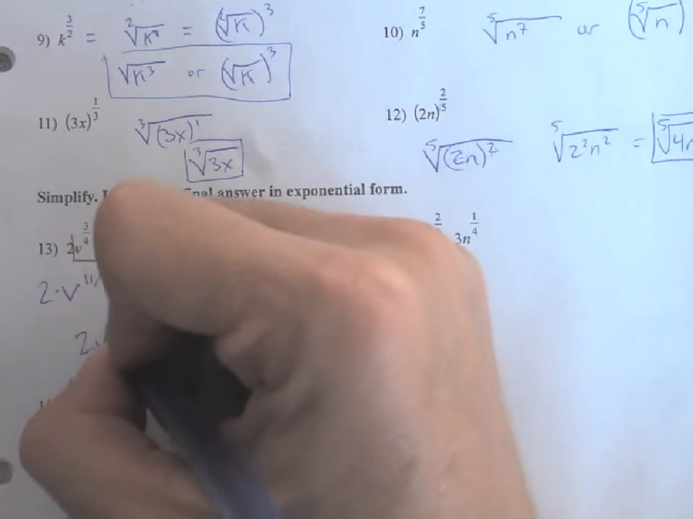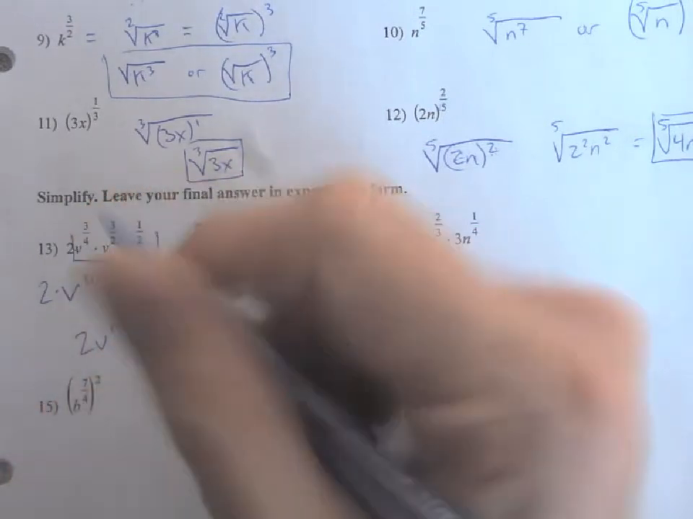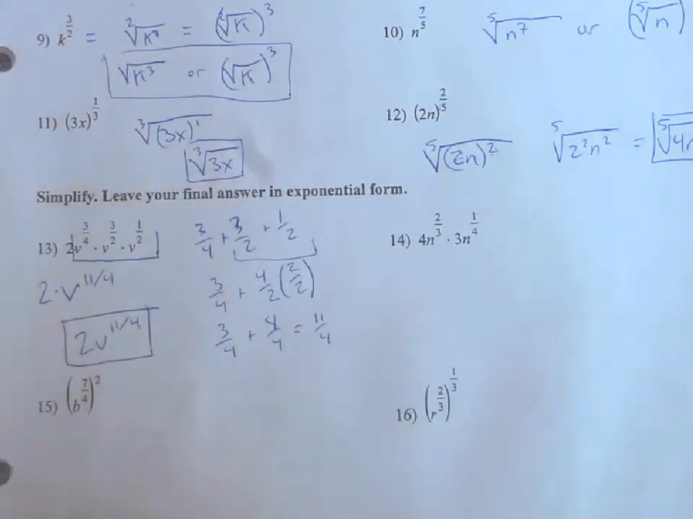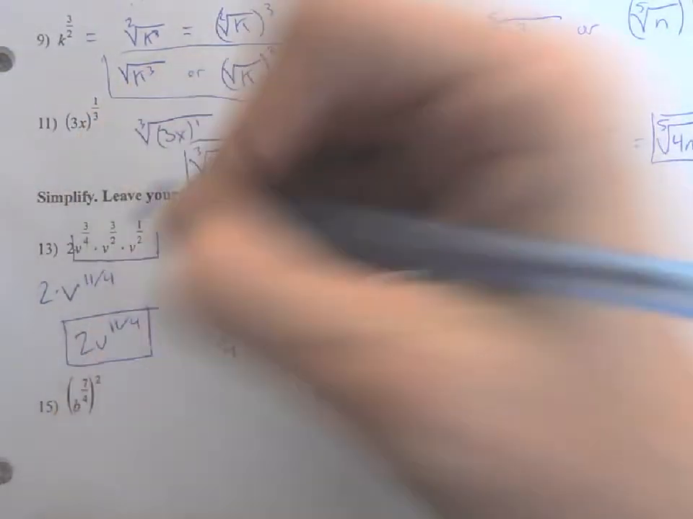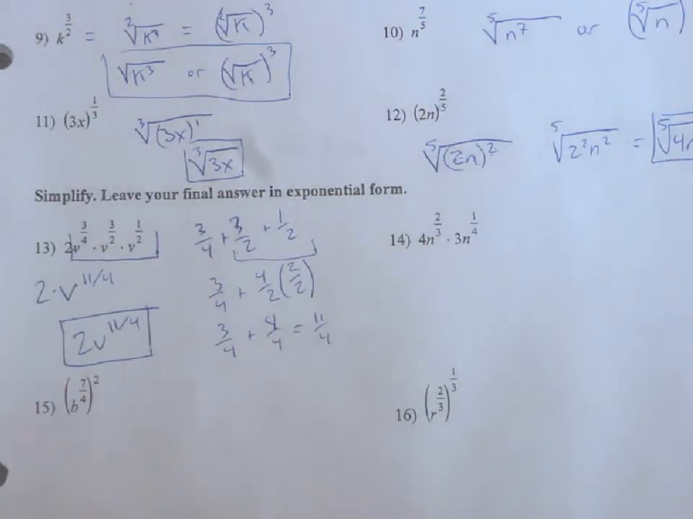And the instructions tell me to leave it in exponential form. So although we could turn that back into a root and make sense of what that rational exponent means in terms of square roots and things like that, this will actually be a 4th root. We're going to leave it like that.